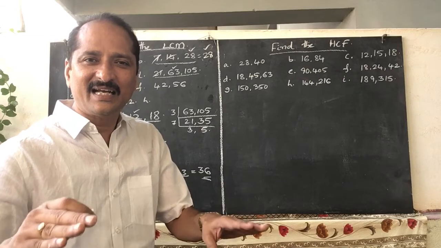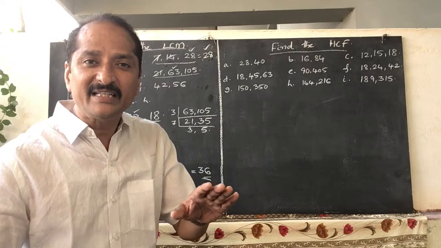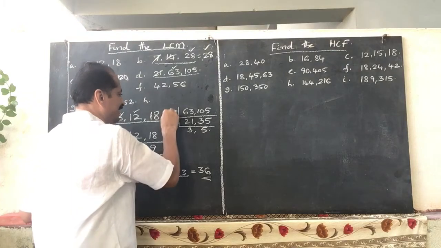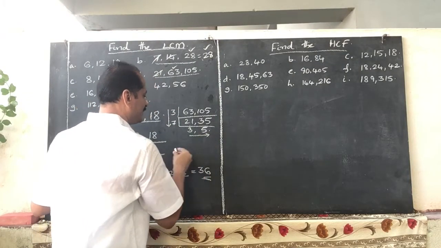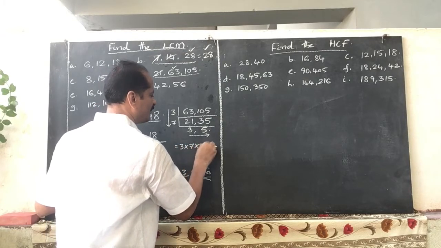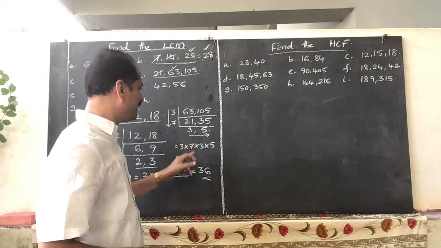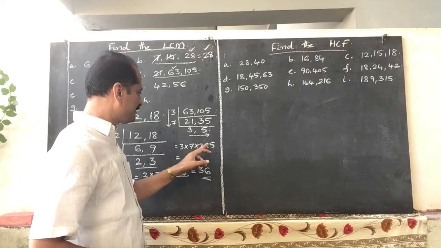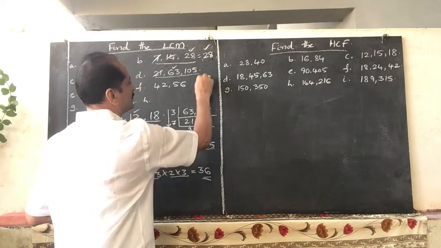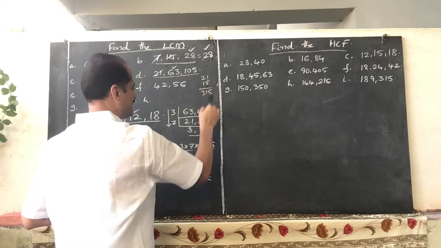Stop the common division and you will get the LCM by multiplying the common factors and remaining factors. Common factors are 3 and 7. Remaining factors are 3 and 5. So LCM is equal to 3 into 7 into 3 into 5. Here you can observe how you can multiply easily. 7 3s are 21, 3 5s are 15. So 21 into 15: 15 1s are 15, 15 2s are 30 plus 1, 31, 315.